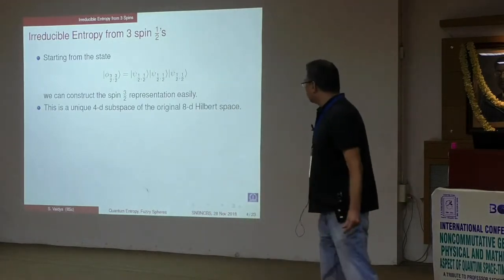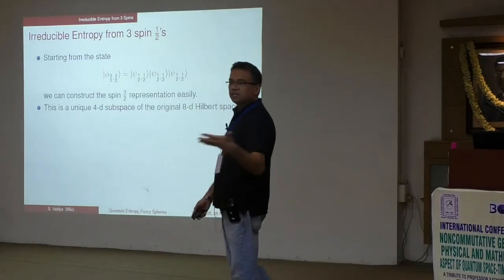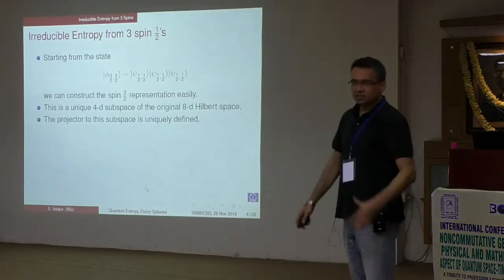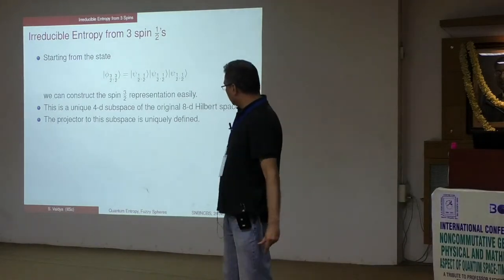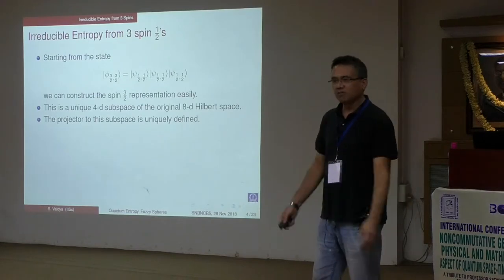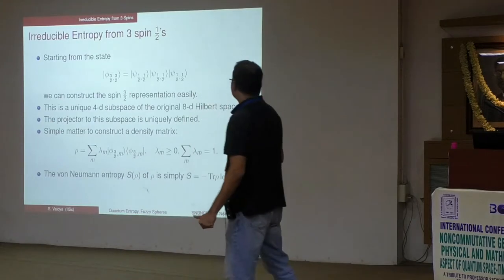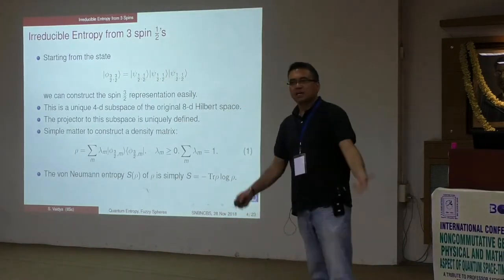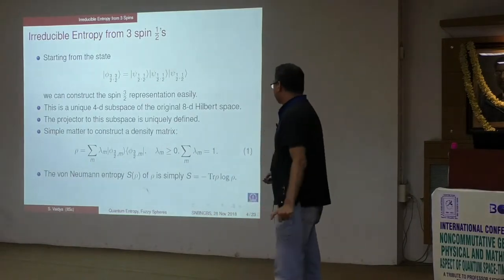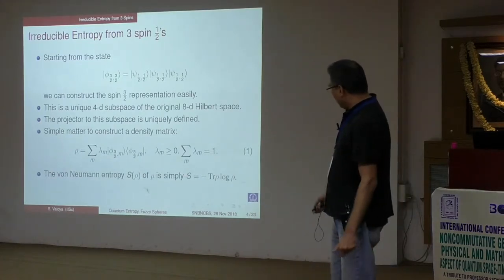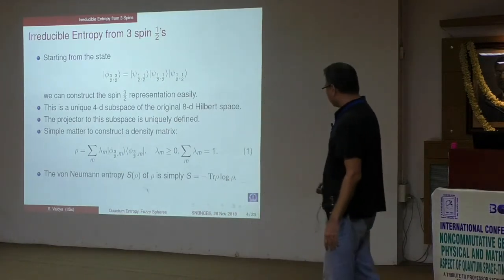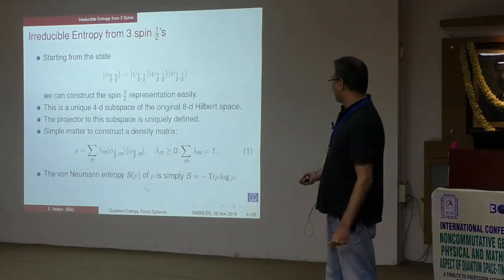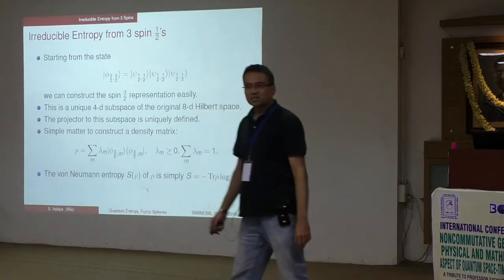Right? Now, this four-dimensional subspace of the original Hilbert space is in fact a unique four-dimensional subspace, and the projector to this subspace is uniquely defined, because what this projector does is project to those states which have J squared given by 3/2 into 3/2 plus 1. And if you have some atom or some molecule which has this spin 3/2, and you want to discuss its quantum dynamics, it's a simple matter to construct its density matrix. This is normally what we do. And if we do construct a density matrix, then it's straightforward to compute the von Neumann entropy corresponding to this density matrix. It's simply minus trace rho log rho, or equivalently sum over m of minus lambda m log lambda m.